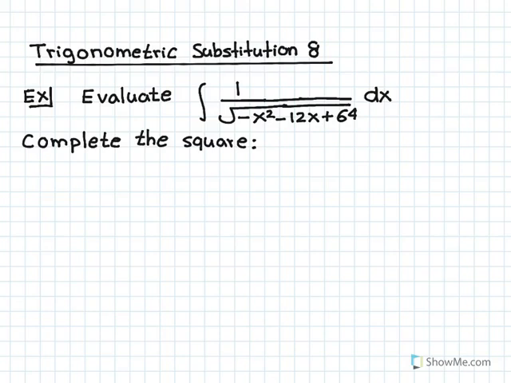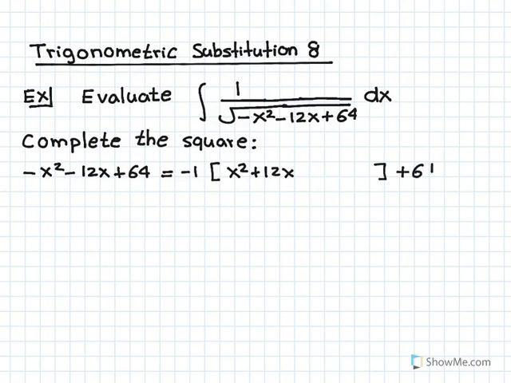In this video, we're going to look at another example of integrating a quadratic expression. The idea here is to complete the square first so that we can apply trig substitution. Inside the radical, we have minus x squared minus 12x plus 64. Let's factor out negative 1 from the first two terms, x squared plus 12x, and let's write plus 64 outside the brackets.